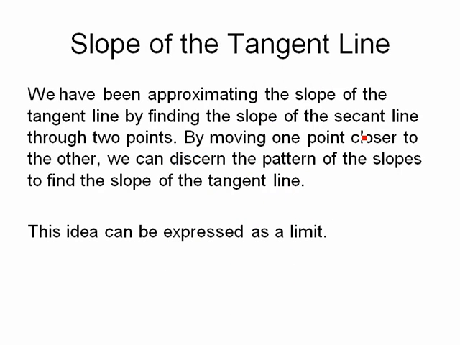We've been approximating the slope of the tangent line by finding the slope of the secant line through 2 points. By moving one point closer to the other, we can discern the pattern of the slopes in the secant line and then say that is the slope of the tangent line. The reason why we just can't directly do the slope of the tangent line is because we can't pick 2 points on the curve that go through the tangent. The tangent only touches at one place, so we can't do the same thing that we did before. But what's nice is this idea can be expressed as a limit.